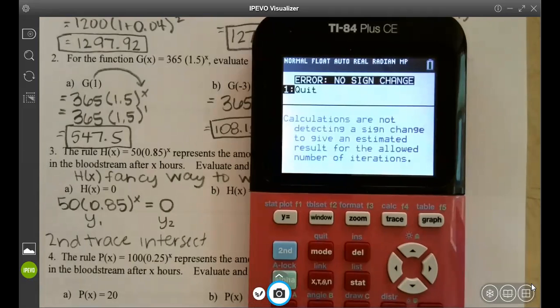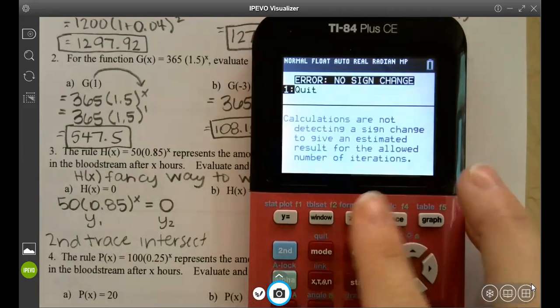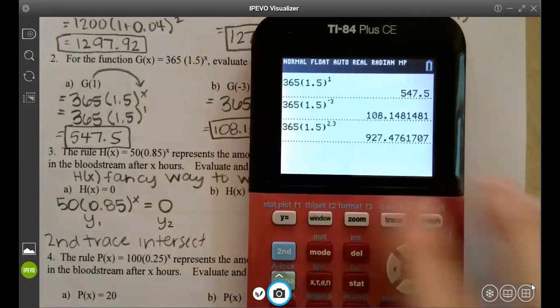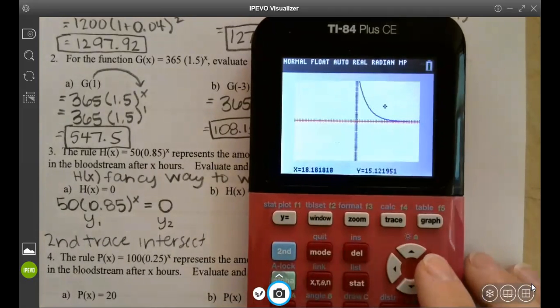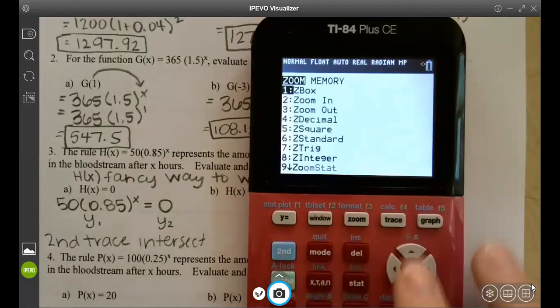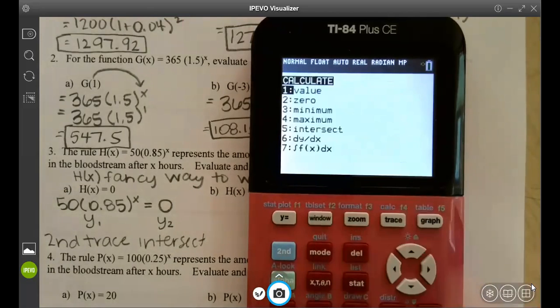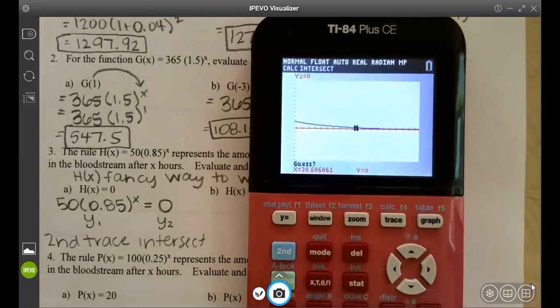Can you read my screen? What happened? It makes an error. So let's see what happens one more time. If we look at this from over here, I'm going to zoom in. You guys don't have to do anything. I'm zooming in to look at it. And I'm going to do my second trace intersect again. Let's see if it happens again.